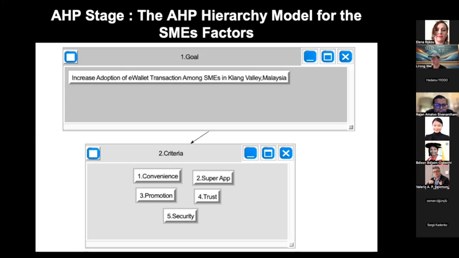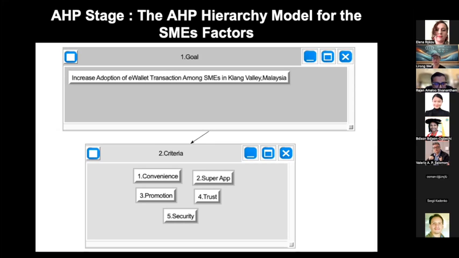Similarly, this slide shows the AHP hierarchy model for SMEs. While many factors overlap with those for customers, such as security and convenience, the SME model includes unique elements like trust. By understanding these priorities of business users, e-wallet providers can tailor their offerings to better meet SME needs.